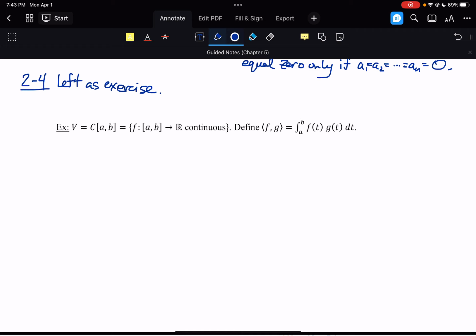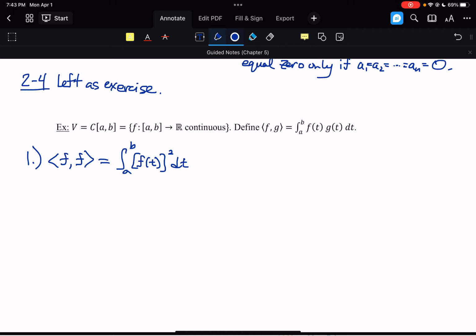So let's just check our four conditions here. If we take the inner product of f with f, we get the integral from a to b of f of t squared dt.